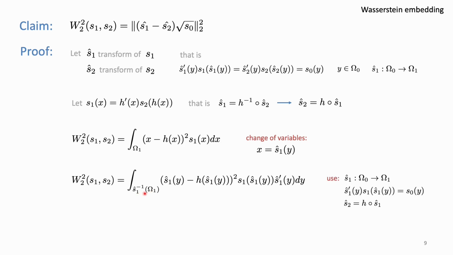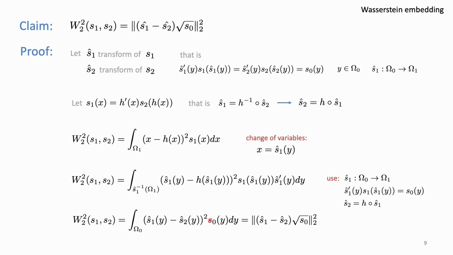And using the statements that we made above, where S1 hat is a mapping from the domain of the reference to the domain of signal 1, just as we expressed over here, and that S2 hat is related to S1 hat via this H mapping function, every time we see this here, we're going to simplify that. And here we see that this is simply S naught hat. And once again, H of S1 is simply S2. So we plug all that in and we can see now that the Wasserstein cost can be written as an integration of the difference between S1 hat and S2 hat.